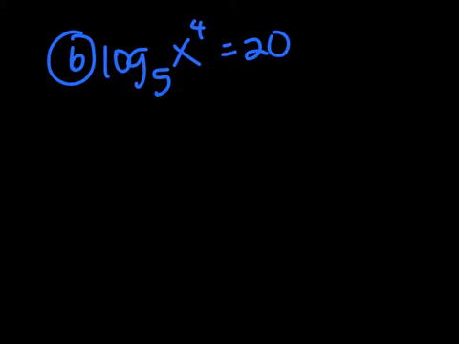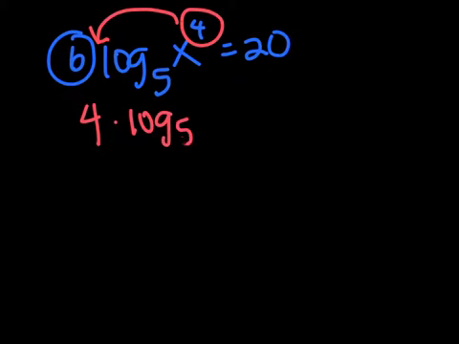Okay, number 6. Log base 5 of x to the 4th equals 20. Okay, so you have two options. I can either move the 4 to the front, or I can rearrange. But I'm going to move the 4 to the front. It might make this problem a little easier. So this is going to give me 4 times log base 5 of x equals 20.